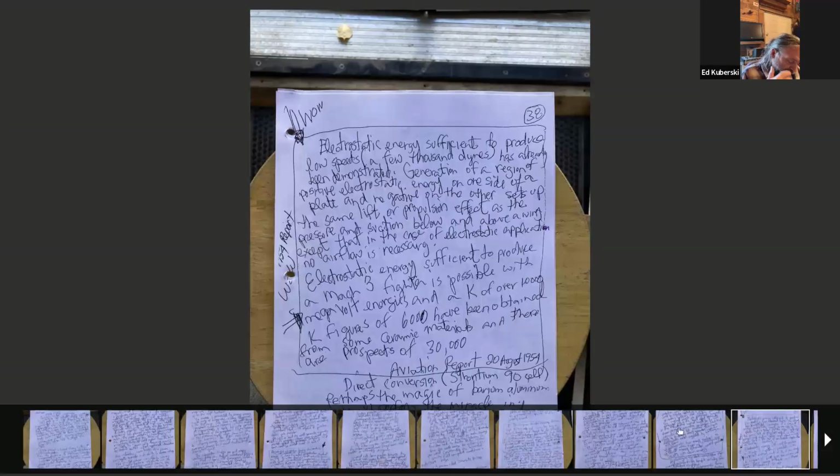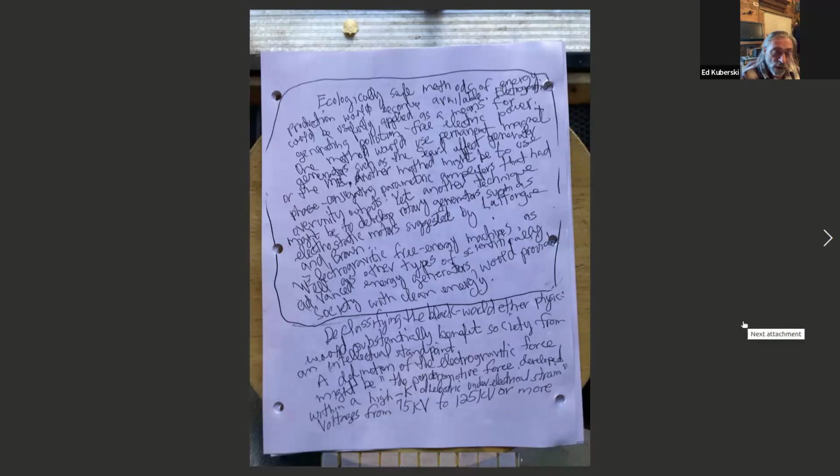Just stop you there for a quick second, because that definition is probably the most important thing that we'll ever talk about. And I'll just read it again. A definition of the electrogravitic force might be the ponderomotive force developed within a high K dielectric under electrical strain. That electrical strain is really important too, because that's how we make things non-linear. So very, very important statement there, for sure.